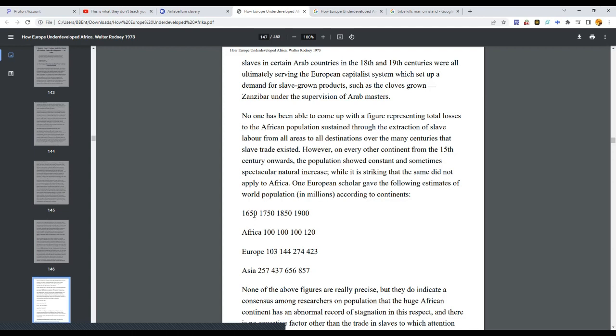So that means in 1650, Africa was only 100 million. Throughout 3 centuries until 1900, it became 120 million. Europe grew all the way up to 423 million. Asia grew from 250 million all the way to 850 million.